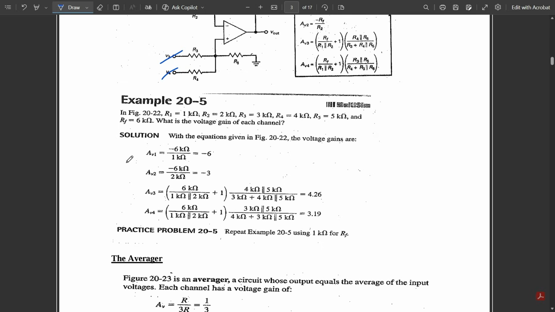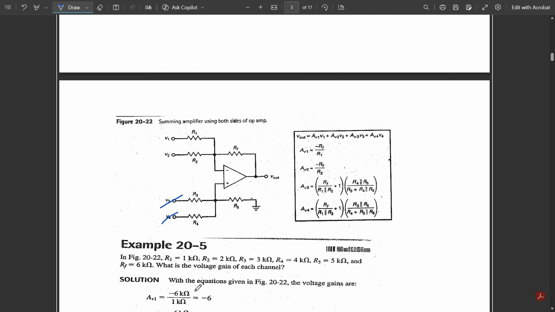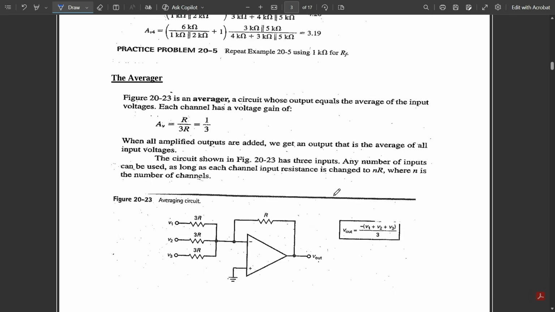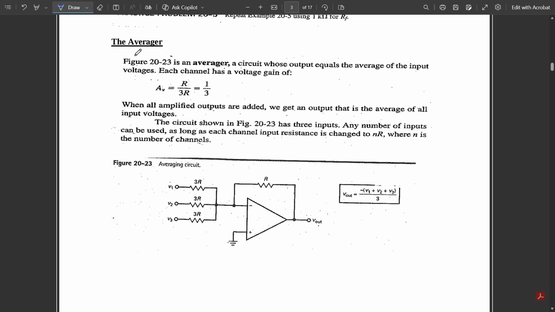So this is one simple problem. There are high chances that they might ask this. So these formulas with respect to the circuit diagram, you need to remember. Please note it down. This is a practice problem. This is one kind of circuit, the summing amplifier. One more is the averager circuit.